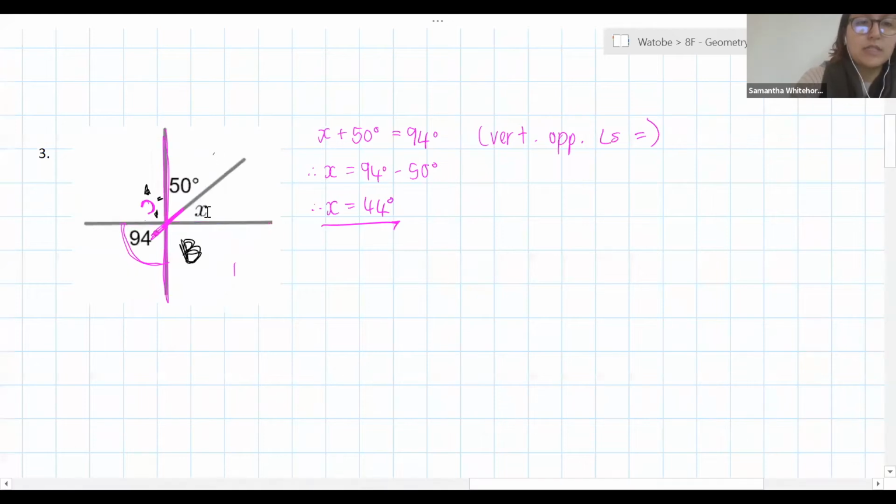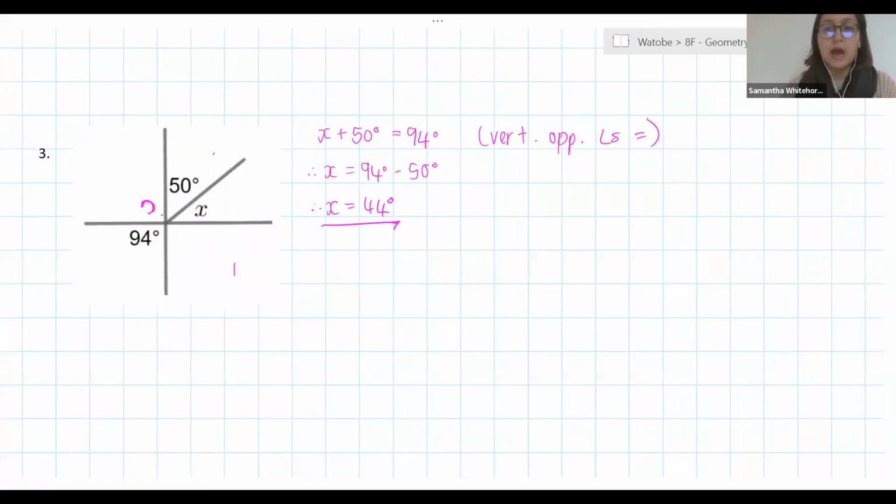If I go back to my diagram, and I've just seen something on the chat, guys: just because something looks like it's 50 or 40 or 90 does not mean it is. I either have to tell you its size or show you its size. Otherwise, you have to work it out. So just because these two angles might look equal, you can't just assume they're 50. You need to actually go and work it out.